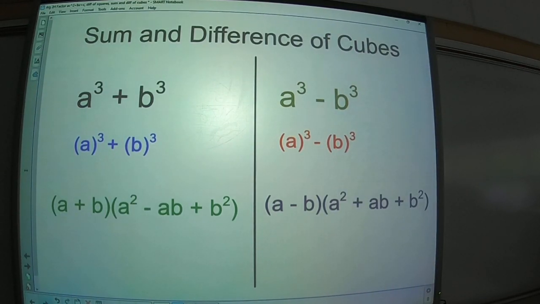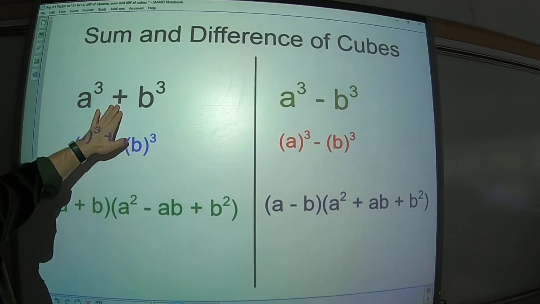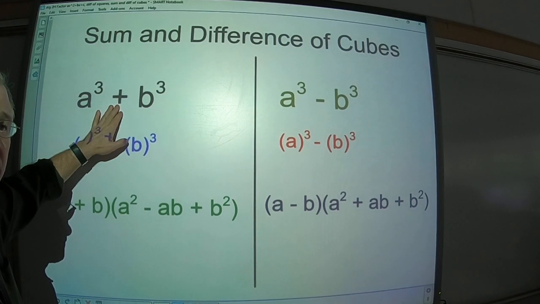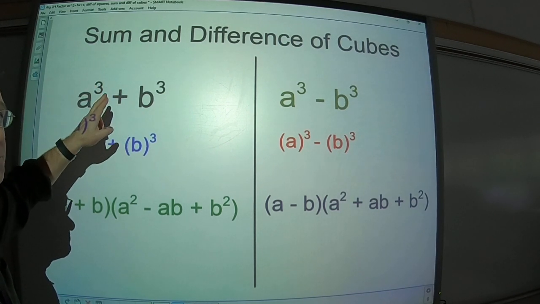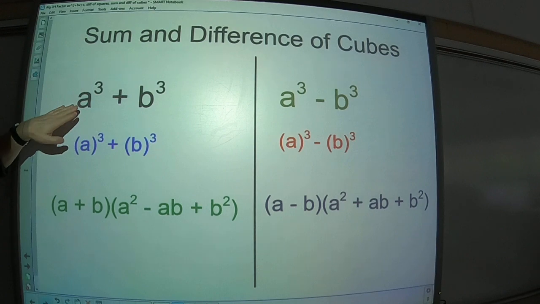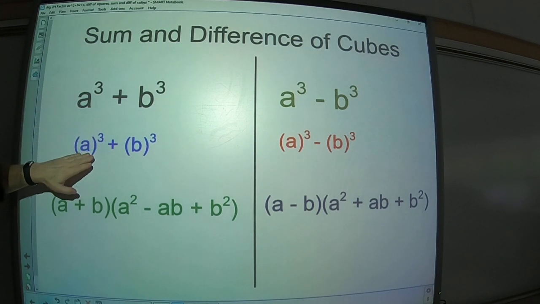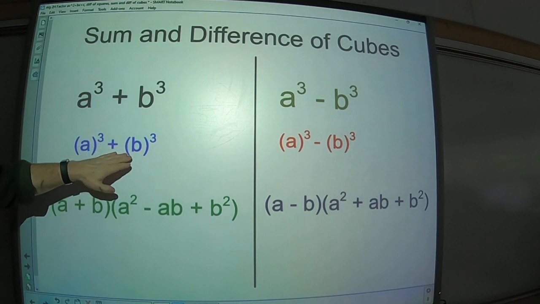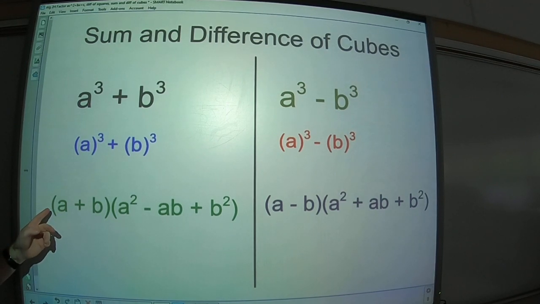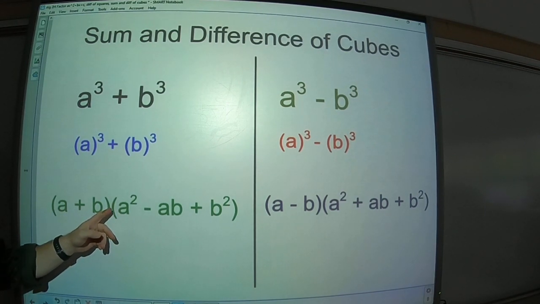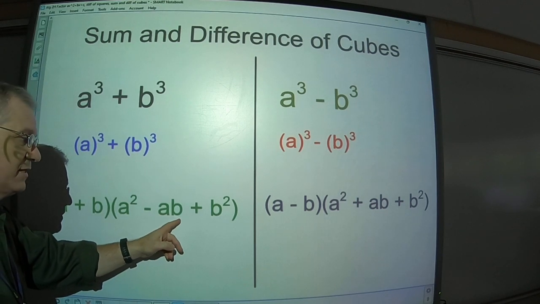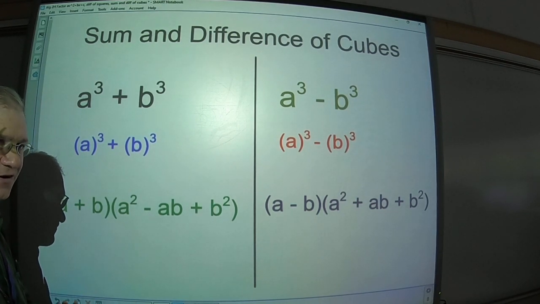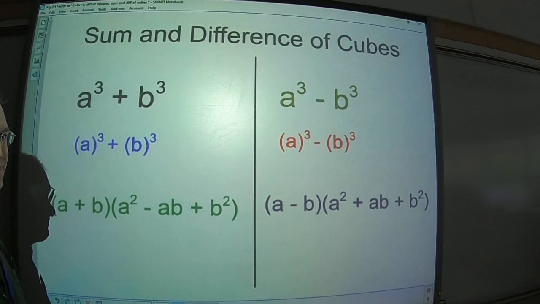Now, sum and difference of cubes. With squares, we couldn't do the sum, but with cubes, you can. There's a formula: a cubed plus b cubed, a to the third plus b to the third, factors into a plus b, a squared minus ab plus b squared. Now that seems very complicated, but it's really not difficult once you get used to it.